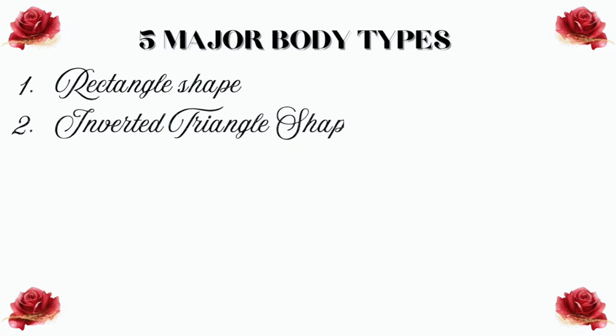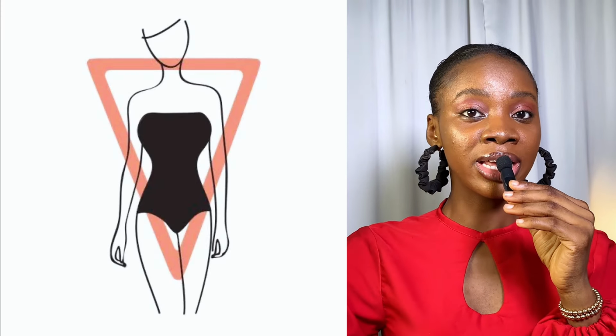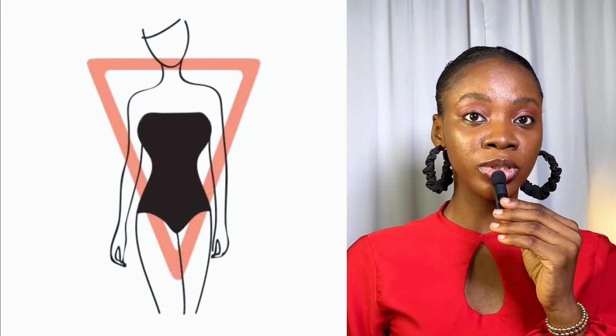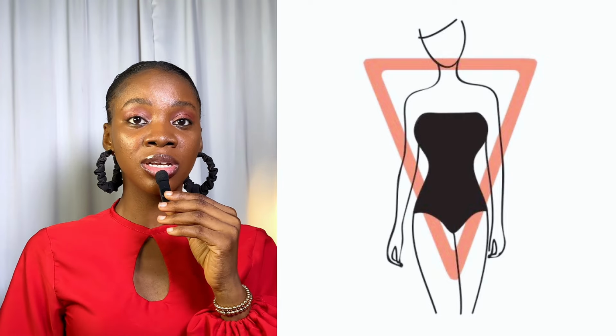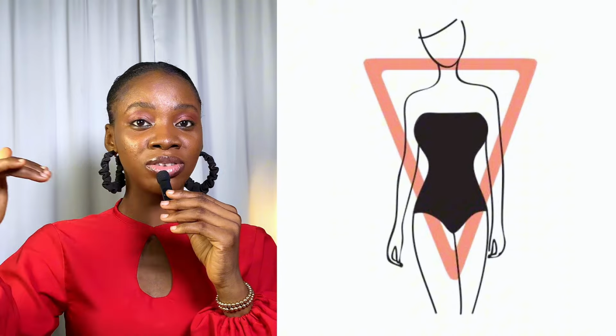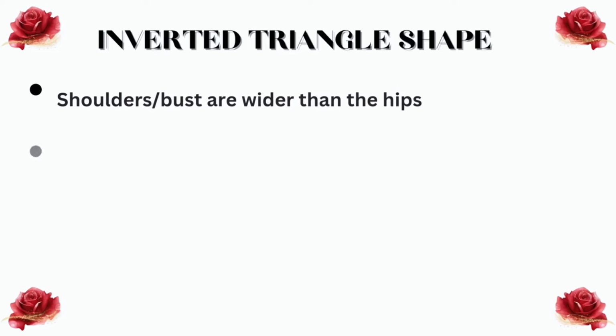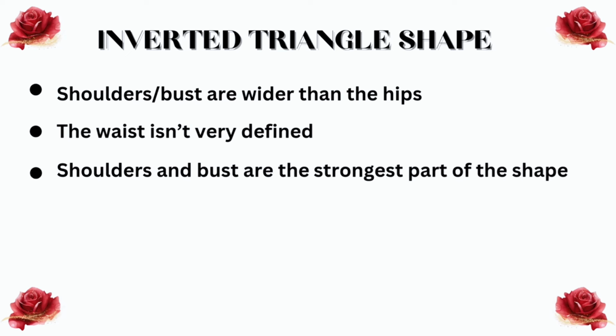Okay, so take note. Now the next body shape will be the inverted triangle shape. So with this body shape, from the inverted triangle analogy, you can tell that the upper part of the body is wider than the lower part of the body. So here, the shoulders or the bust is wider than the hips, right? So that's what gives that inverted triangle shape. For this body shape, the shoulders or the bust are the strongest and the most defining parts of the body. The waist isn't usually defined or very cinched.